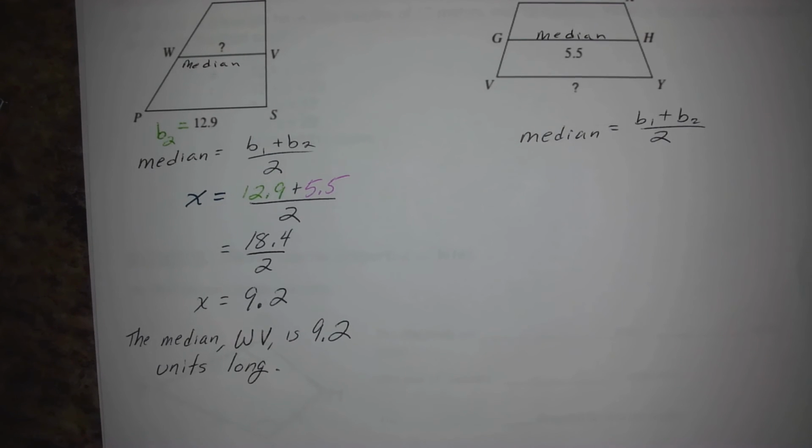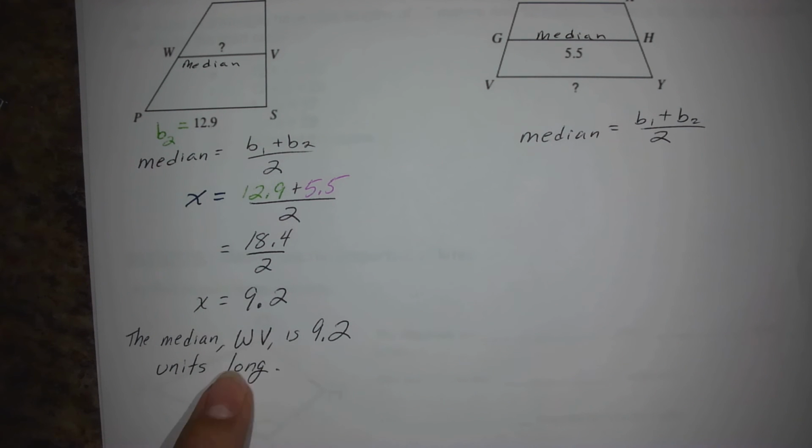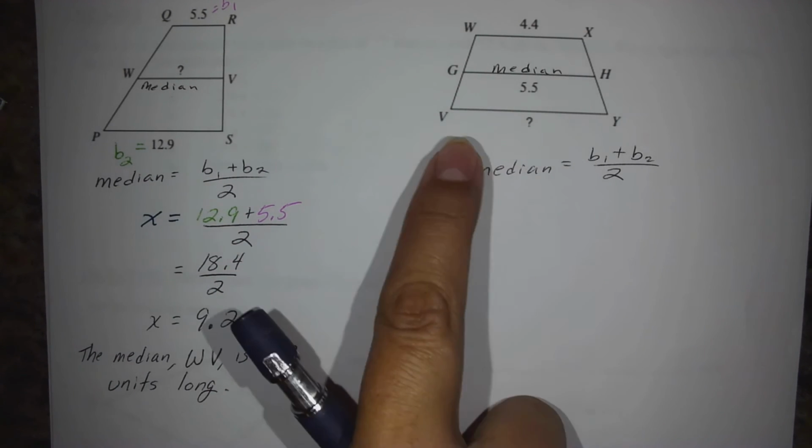And here we are. You should have gotten 9.2. Notice that I'm making sure I write this out. The median, which is WV, is 9.2 units long.